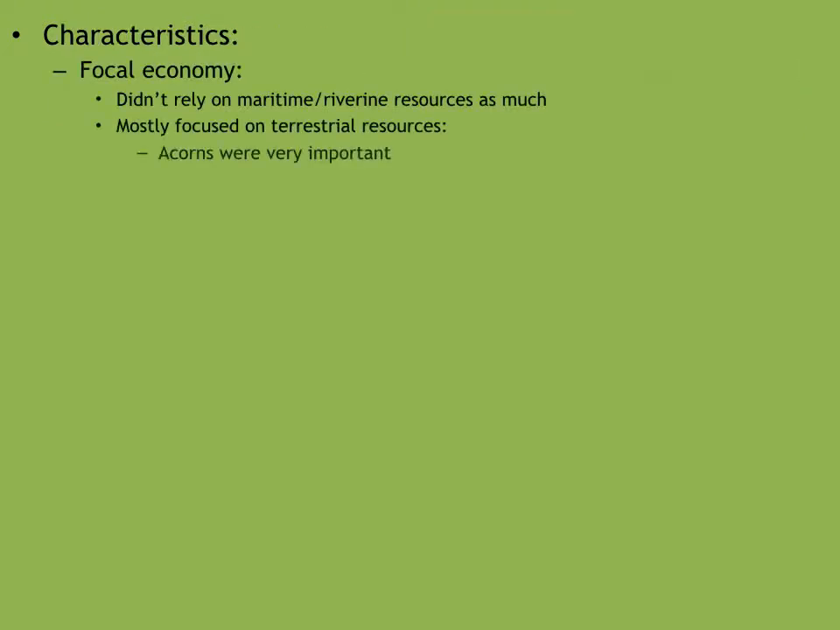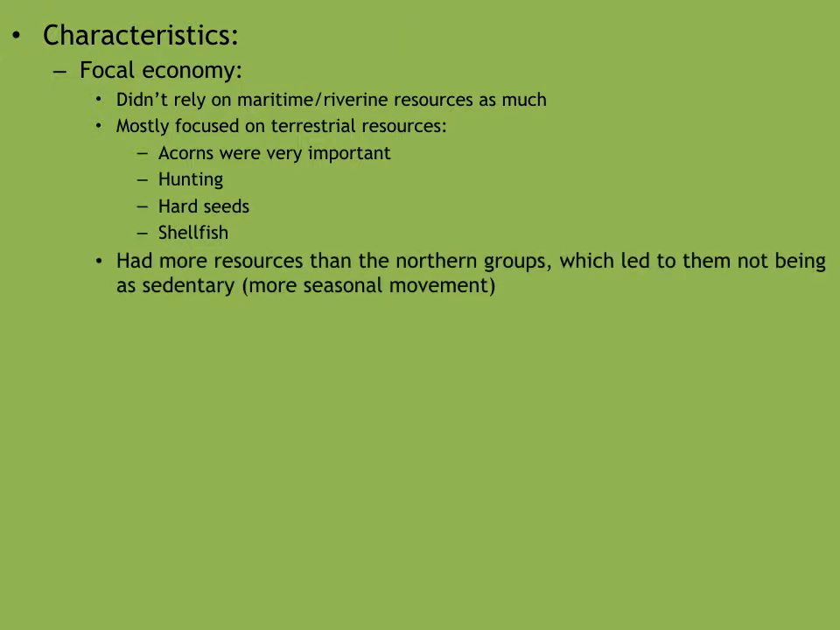And their focal economy didn't rely on maritime or riverine resources as much. They mostly focused on terrestrial resources. Acorns, very, very important for them. They also hunted, used hard seeds, and shellfish as well. So they had more resources than the northern groups, which meant that they weren't as sedentary. They didn't have to necessarily focus too much on that focal economy because, again, those northern groups were so invested especially in fishing and salmon fishing and coastal fishing. But with more resources, they had to move a little bit more. You see a little bit more seasonal movement in the California culture area groups. So to the north, they were a little bit more sedentary.